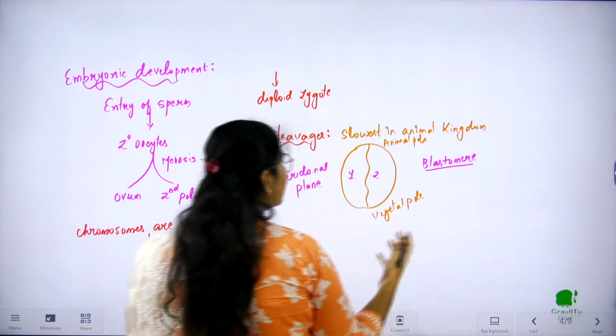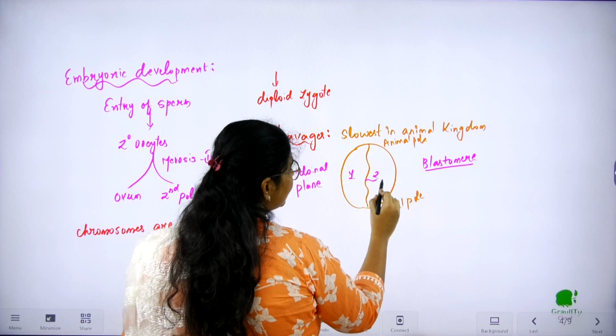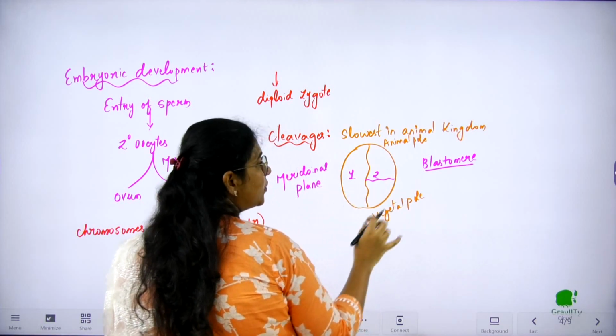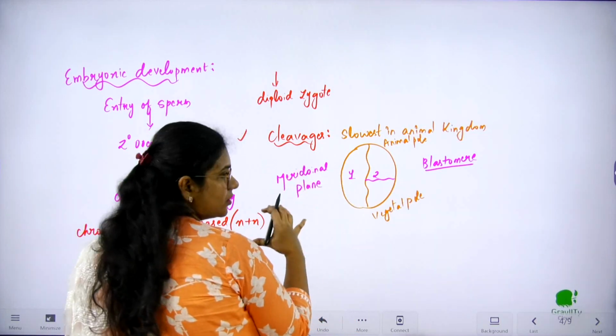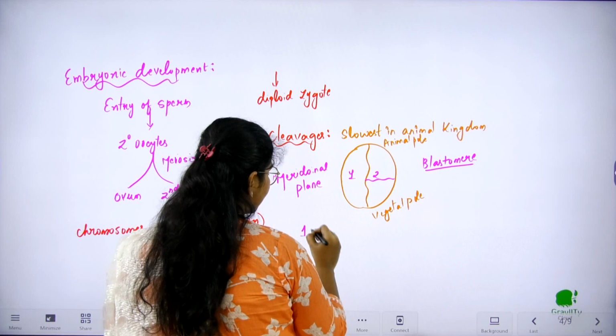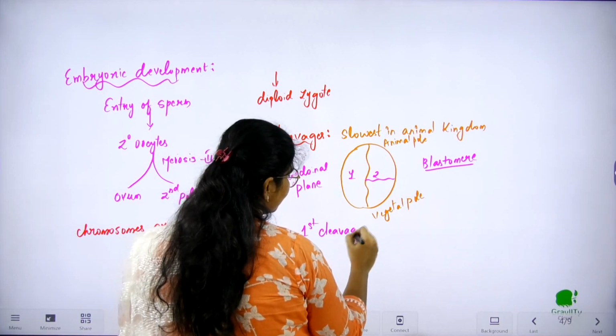Done everyone? Now there will be a third cleavage. Third cleavage is slow and it happens like this. It is not going to divide the zygote into 4 cells. Instead, third cleavage, I'll write the first cleavage. So first cleavage, this happens 30 hours after fertilization.